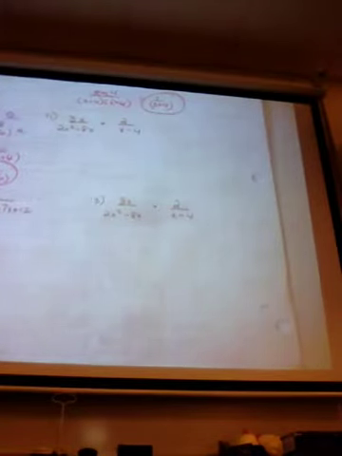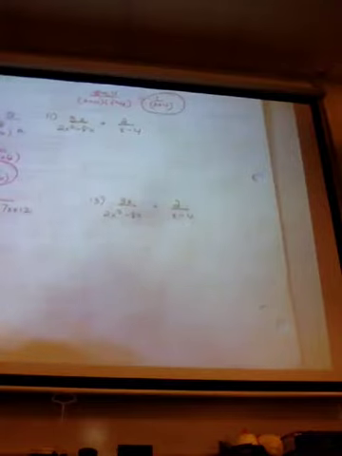Couldn't you, instead of doing all that, just simplify the 10A and the A in the beginning? No, this is a binomial.